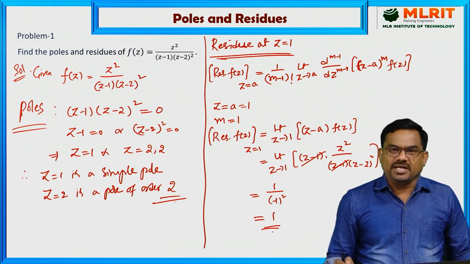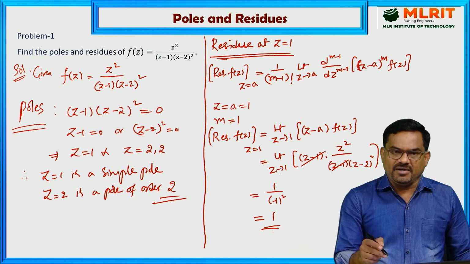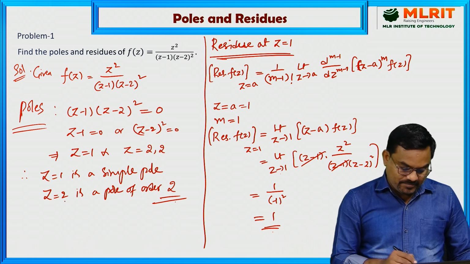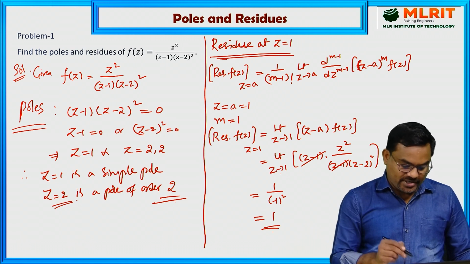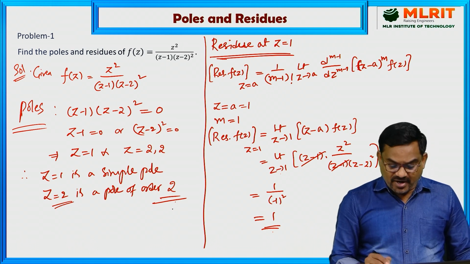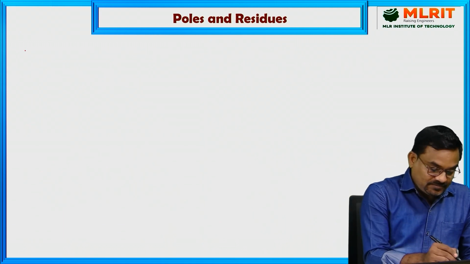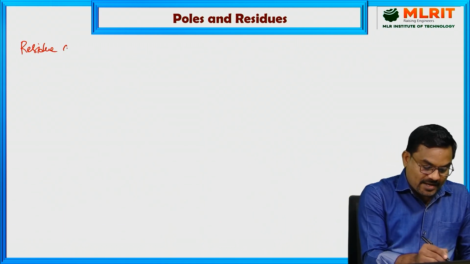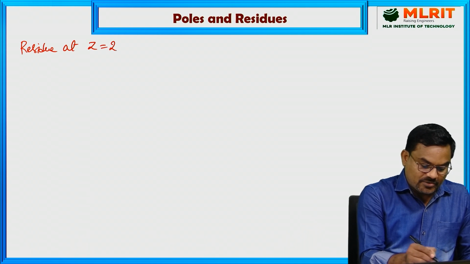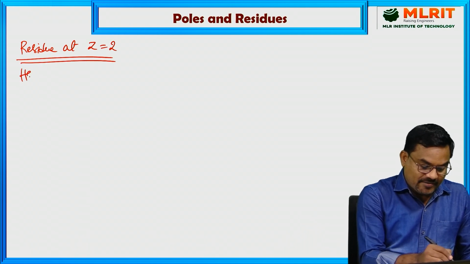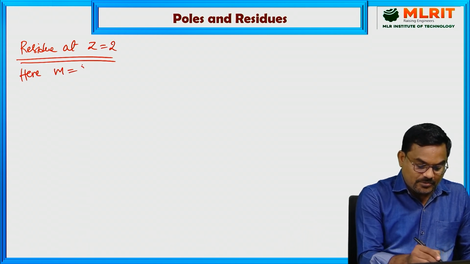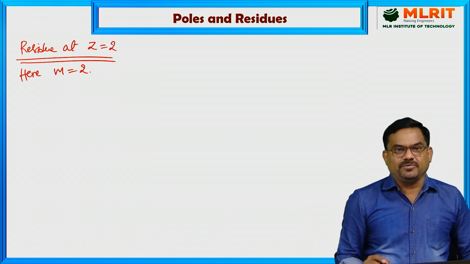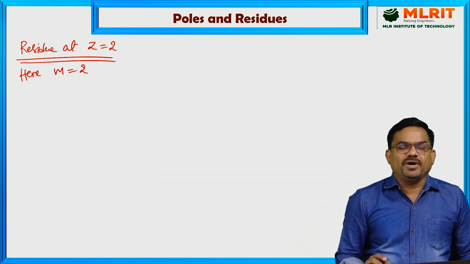Similarly, we can calculate the residue of f at the second pole, which is z equal to 2, which is of order 2. Now residue at the pole z equal to 2, and here m equal to 2, because it is repeated twice. It's a pole of order 2.